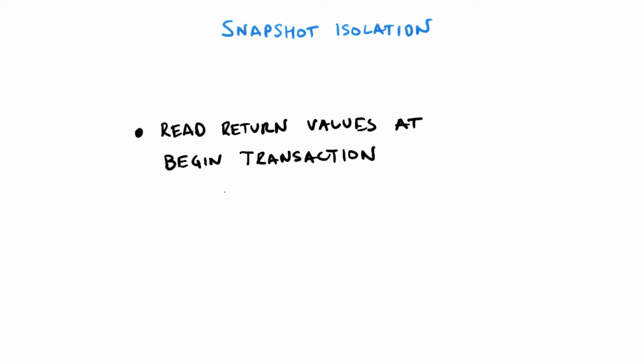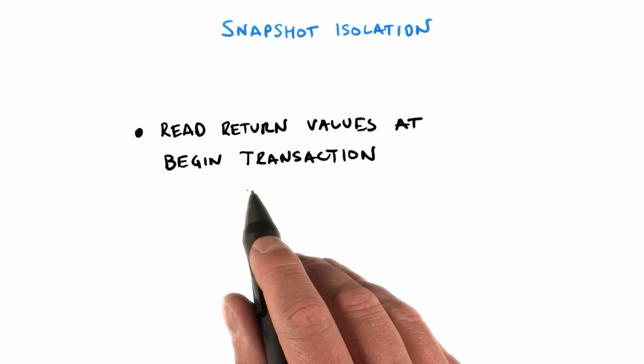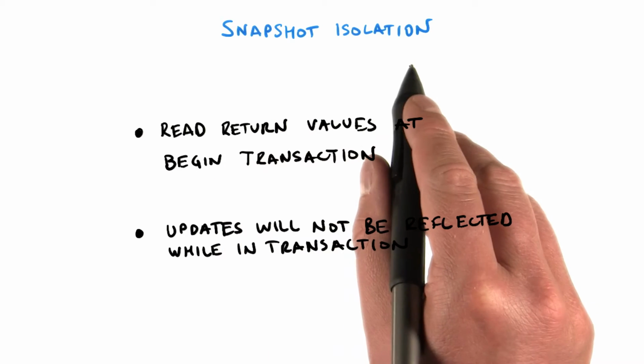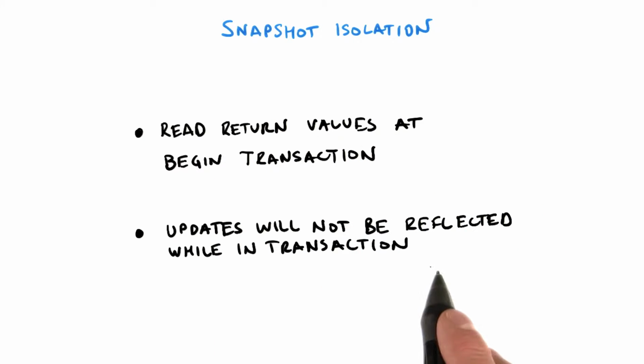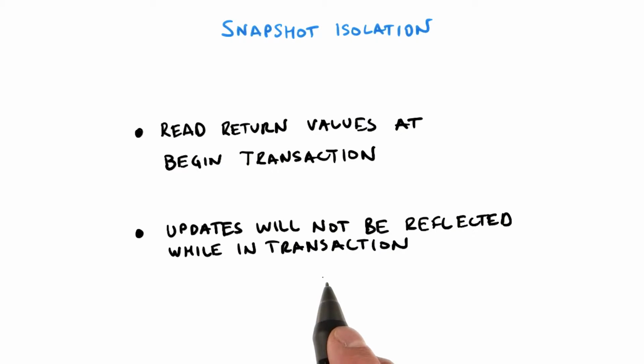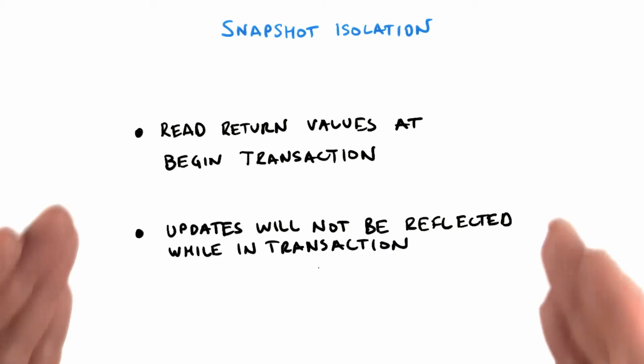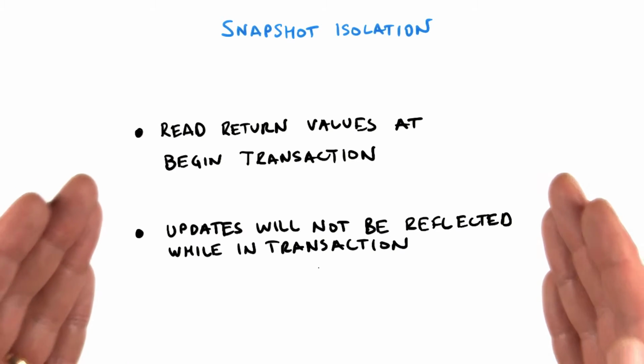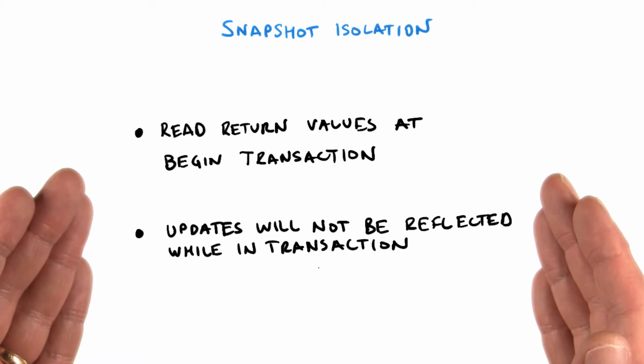The first rule is that all read operations in a transaction will return the values the data store had when the transaction started. And the second rule for Snapshot Isolation is updates will not be reflected while in a transaction. So if an entity is modified or deleted in the transaction, a query will get the original version of the entity, or nothing, if the entity did not exist then. That's Snapshot Isolation, but please be sure to check out the documentation, as this behavior is somewhat language specific.